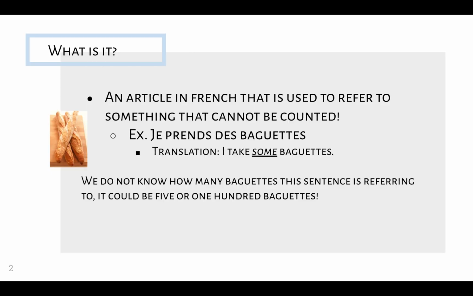So, the partitif is an article in French that is used to refer to something that cannot be counted. It's something that is uncountable. So, an example of this is je prends des baguettes. So, this translates to I take some baguettes. In this sentence, we do not know how many baguettes it is referring to. It could be 5 or 100 baguettes. It's an uncountable quantity, so we use des.